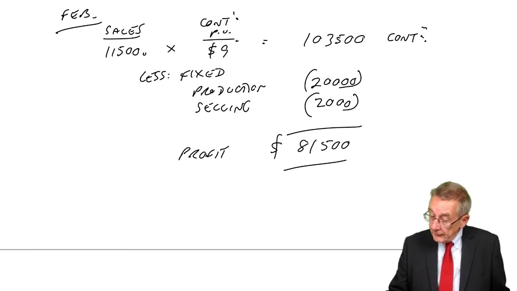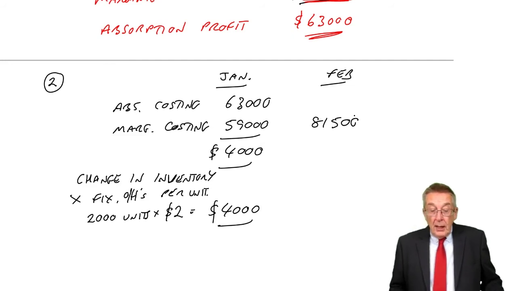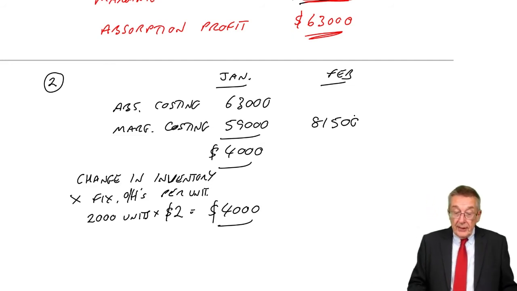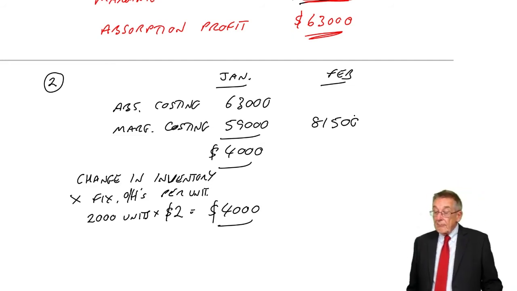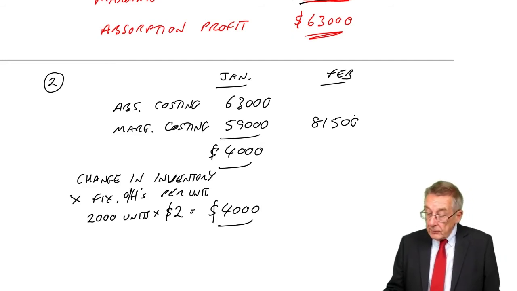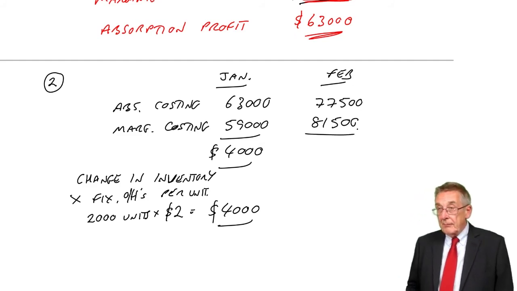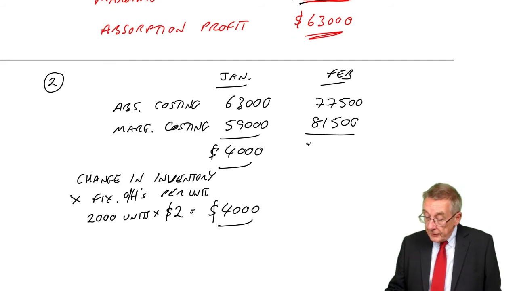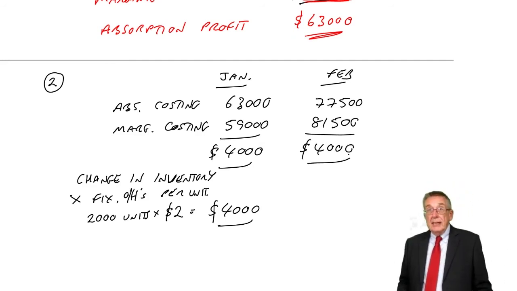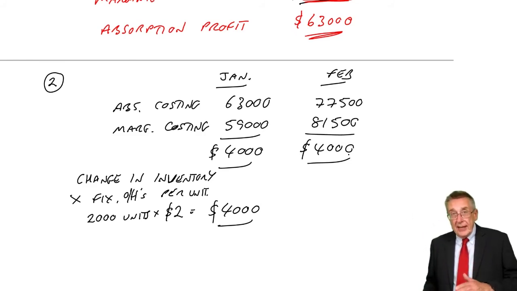Let's compare the two. With marginal costing, the profit was 81,500. If you do look back to the previous chapter, where again the figures were exactly the same, you'll find when we did absorption costing, the profit was 77,500. The difference is 4,000. Why is the difference 4,000? Well, again, it's the change in the inventory.